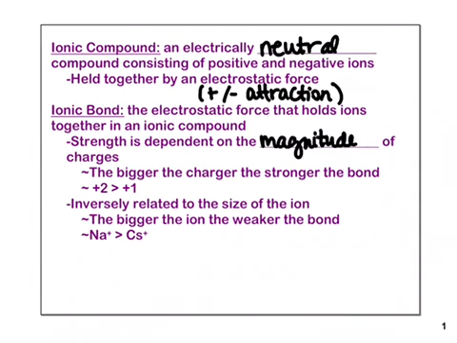So an ion with a +2 charge is going to create a stronger bond than an ion with a +1 charge. And this is an inverse relationship to the size of the ion. So that means that the bigger the ion is, the weaker the bond will be. And that's because the distance between the nuclei increases as the ion is getting bigger in size. So sodium is a smaller ion than the cesium ion, even though they're both +1s. So sodium will have a stronger bond because it is a smaller ion.